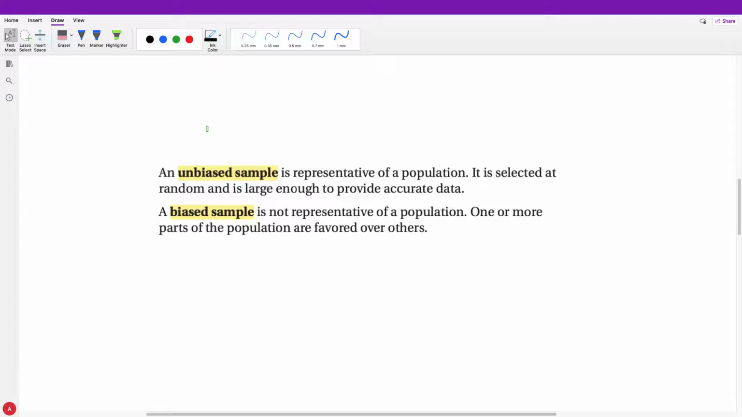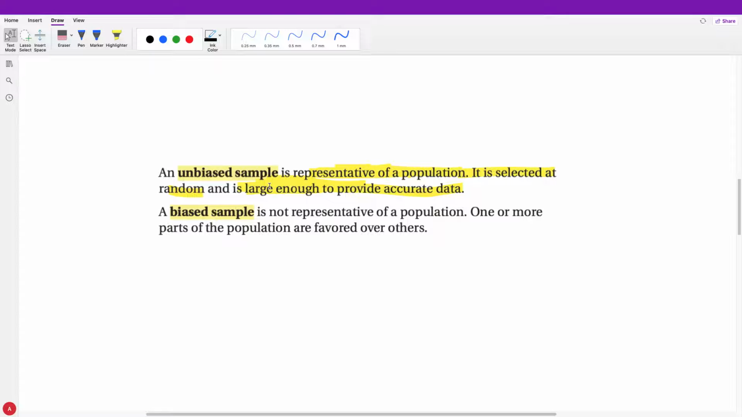All right, so we have two different kinds of samples that we can take, and one of them is not valid in us being able to actually use for anything. So if we're actually trying to take a sample, we want it to be unbiased. An unbiased sample is a representative of a population, and it's selected at random and is large enough to provide accurate data.